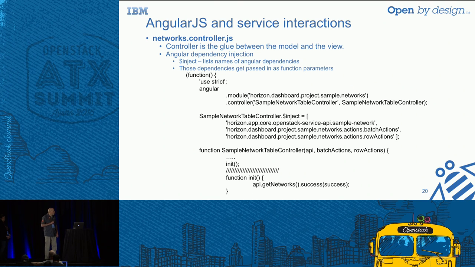So when our controller is being instantiated, it passes in the objects that we requested in the order that we asked for them. So this first API parameter in our JavaScript will correspond to what Angular found for this object, and so on for the other three dependencies.